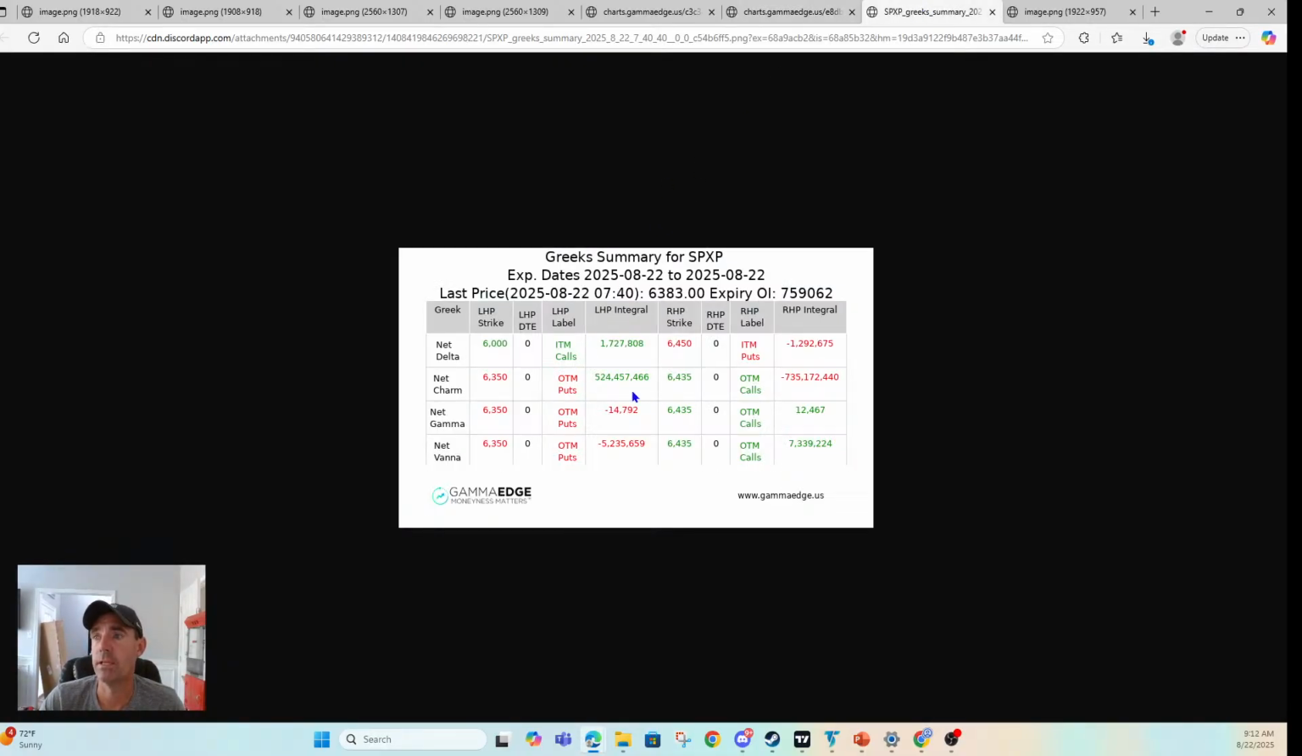All right, moving on to the SPXP net stat command. This is our high sensitivity levels for today. Again, this is what we call a locked horns look.